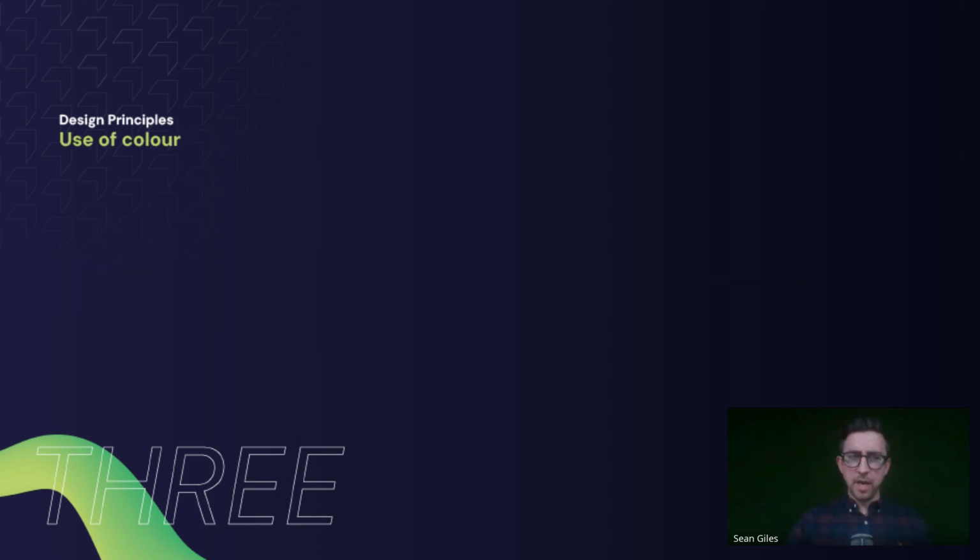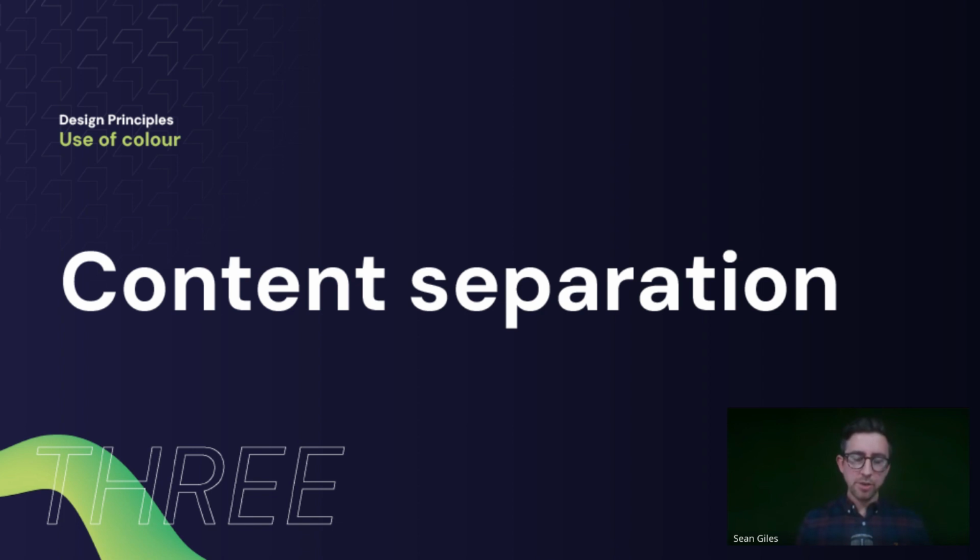Then the use of color. Color is a really important thing from a design perspective because of things like accessibility, which I think we'll talk about in a minute, but also through content separation. Like I say, this is almost a mini website. We're going to have a form, headings, calls to action, content, all these different things. We want to make sure that's easy to digest and not overwhelming for the user.